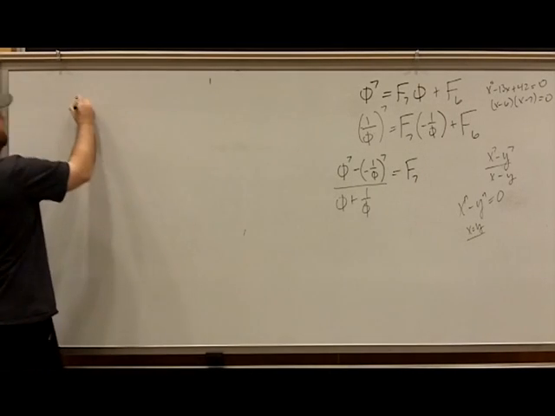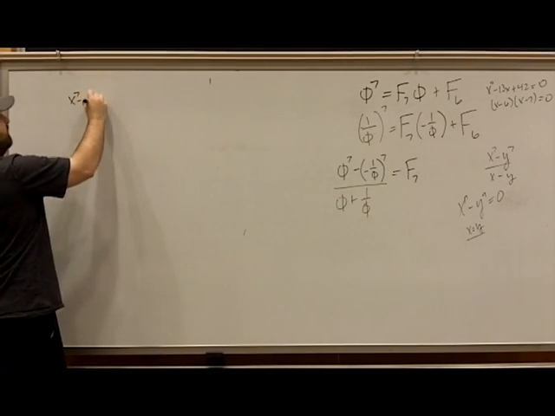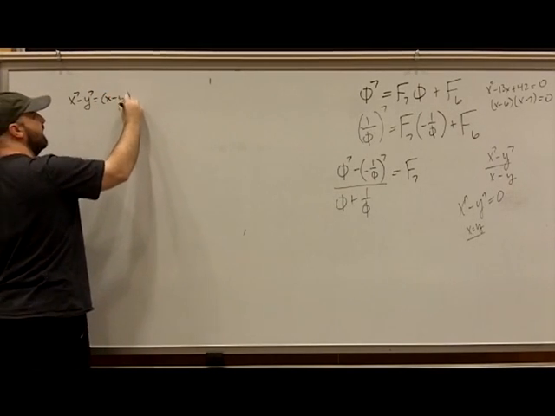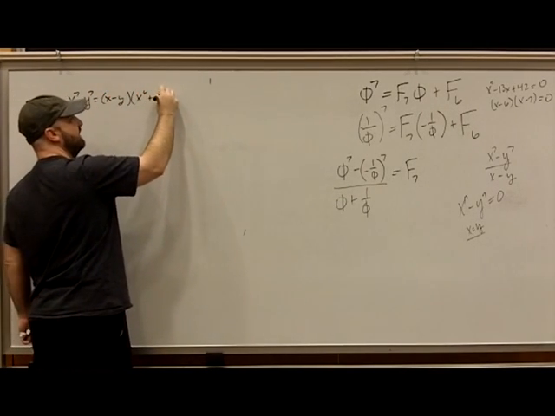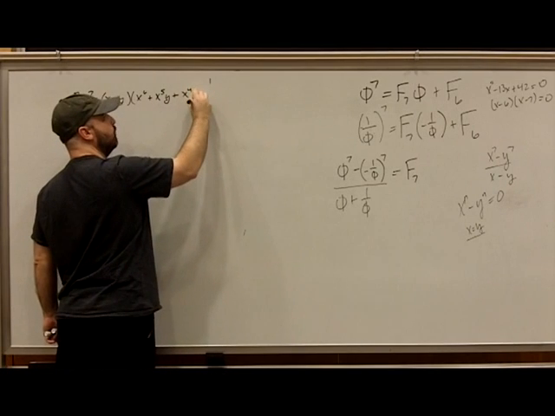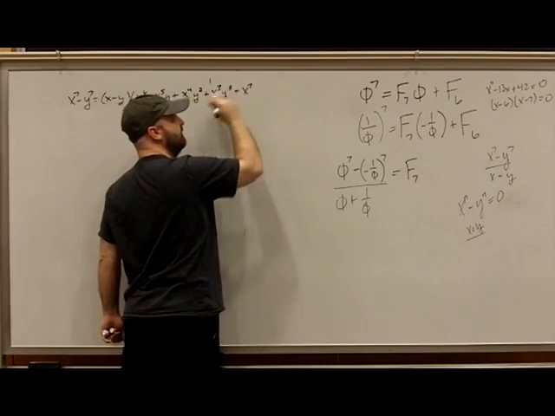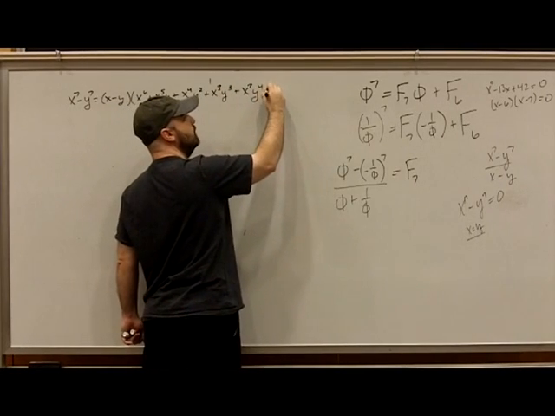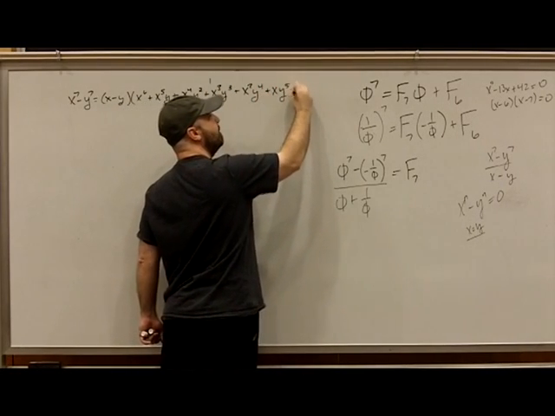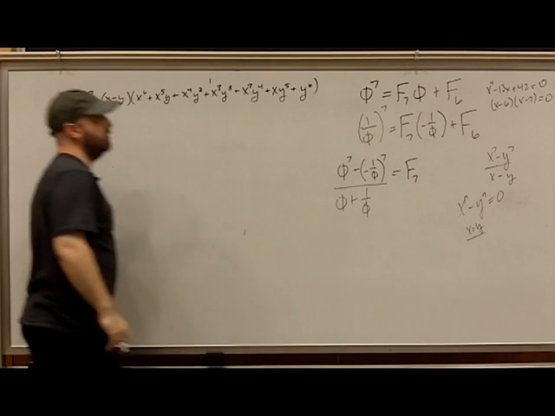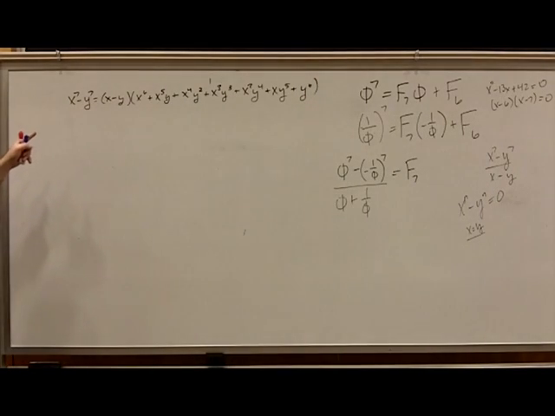If we factor x to the 7th minus y to the 7th, we get x minus y times x to the 6th plus x to the 5th y plus x to the 4th y squared plus x cubed y cubed, and so on. If you haven't seen enough algebra to know why this is true, I think it would take too much away from the class to go through it right now. But this is what we get.